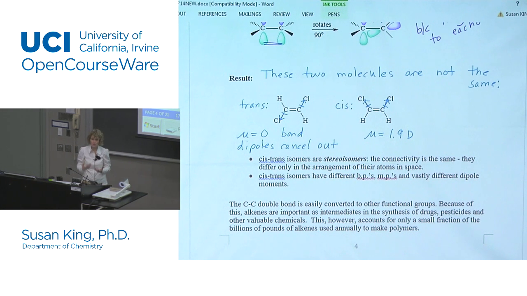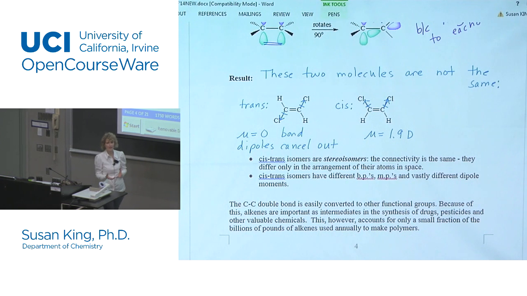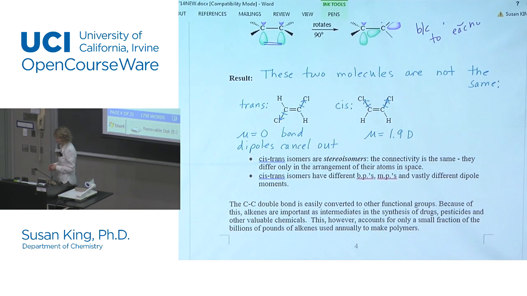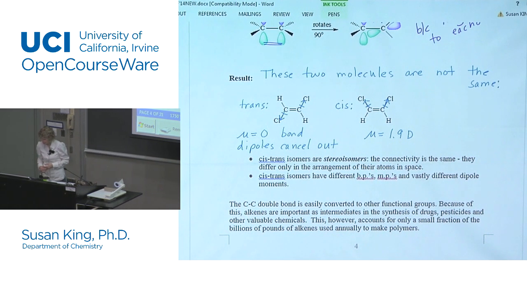By the time we get to chapter 10, we're going to be making alkenes in one of mostly two different ways, and then doing reactions on alkenes. So we've got to get to that point first, though.